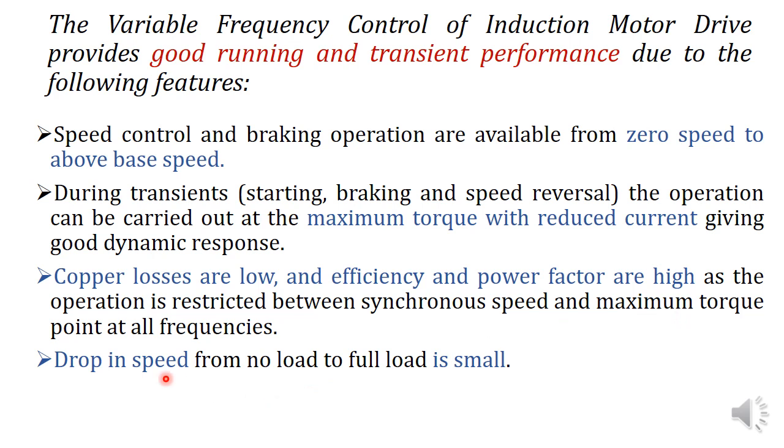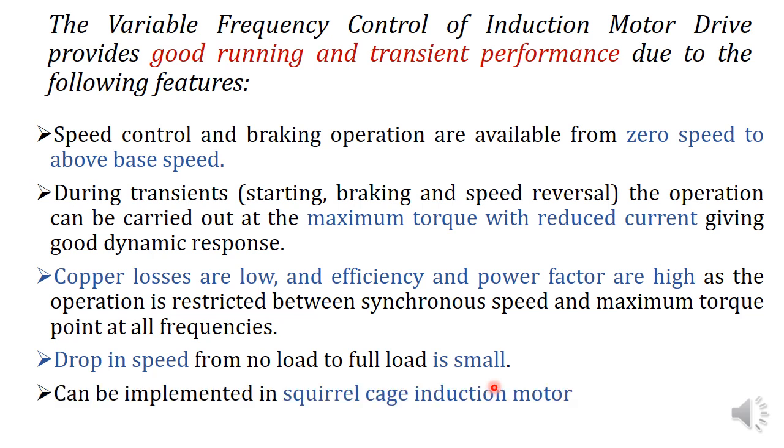Next, the drop in speed from no load to full load is small. That is, the slope of the torque speed curve is very small. Then the most important point is that it can be implemented in squirrel cage induction motors. Since squirrel cage induction motors have so many other advantages, a speed control method that can be implemented in a squirrel cage induction motor is very useful in industries.